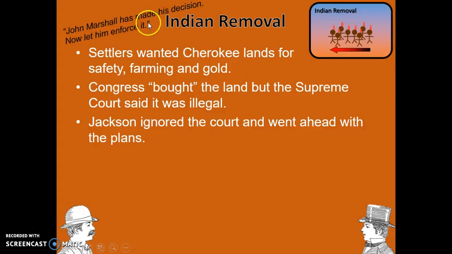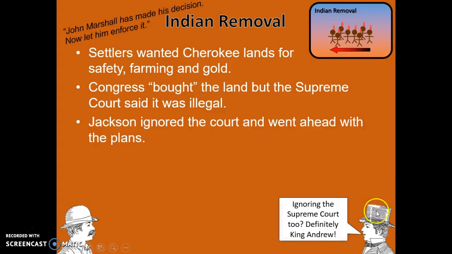So this kind of shows you that Andrew is abusing his power. If you look up at the quote up here, John Marshall, who's the Supreme Court justice, said that Jackson couldn't do it. It's illegal. According to judicial review, the Supreme Court can only rule, and that's all he can do. Jackson came back and said, oh yeah, John Marshall? You've made your decision. Let's see if you can enforce it. And of course he couldn't. We didn't have the support of the whole government. Everybody wanted the Indians removed. So he goes on.